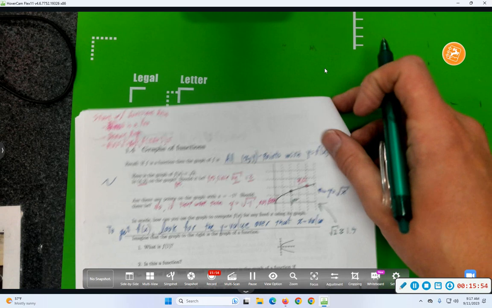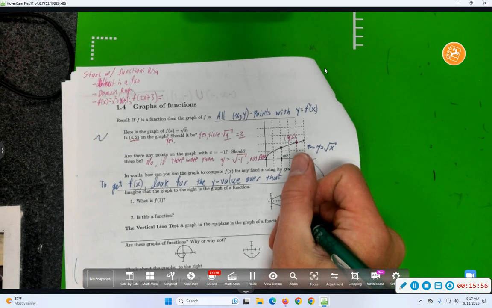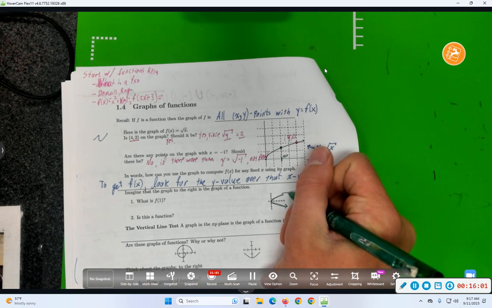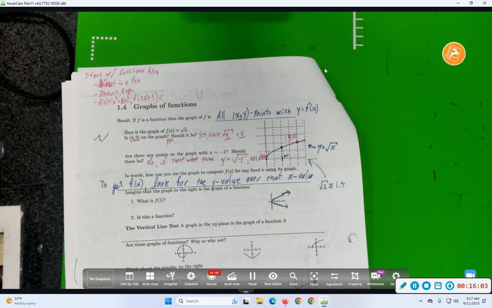So let's see that in practice for this. Let's suppose that here is the graph of a function. How many people are already upset that I say that's the graph of a function?